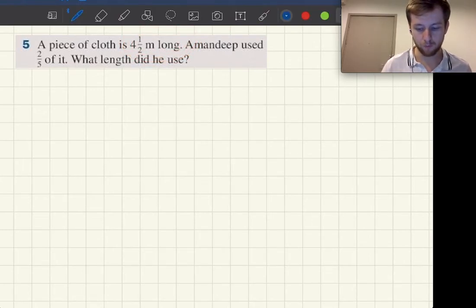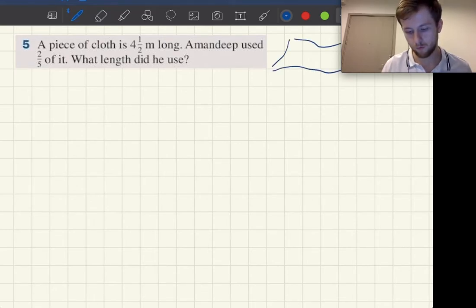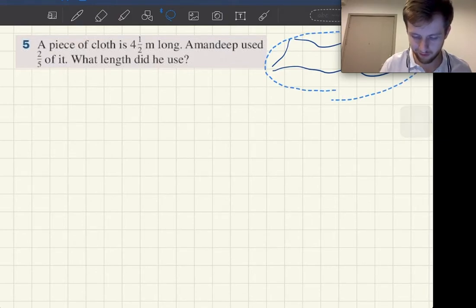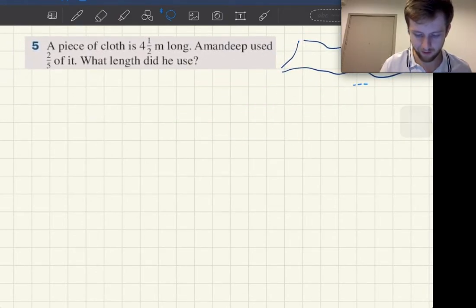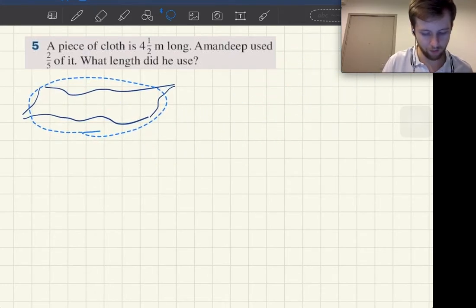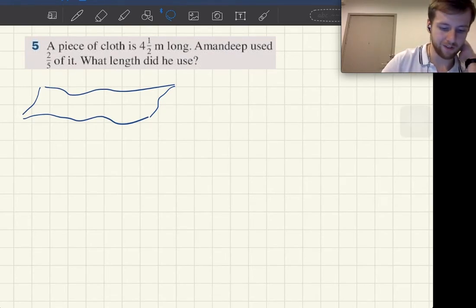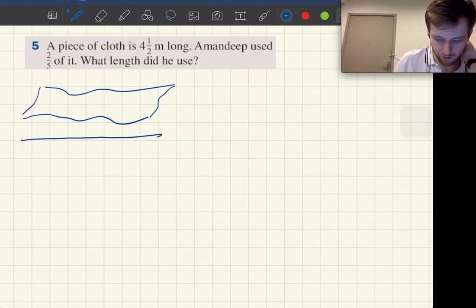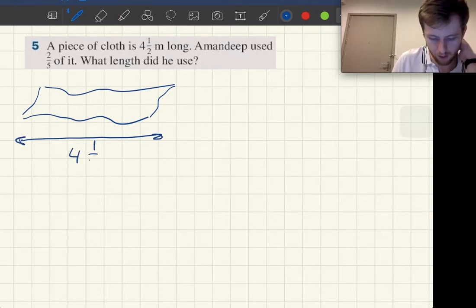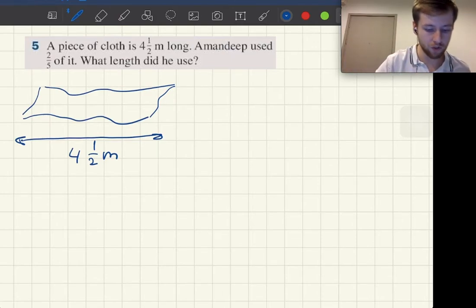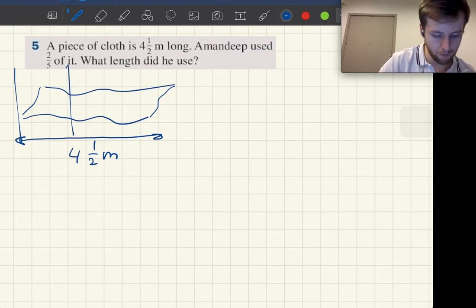I think I can make a small drawing for you on this topic. So we have a piece of cloth which is 4 1/2 meters long. I'm not sure this is how the piece of cloth looks, but it should be fine. So the total length is 4 1/2 meters, and he used 2/5 of it. Out of this whole piece of cloth, he only used a small part of it, which is 2/5.